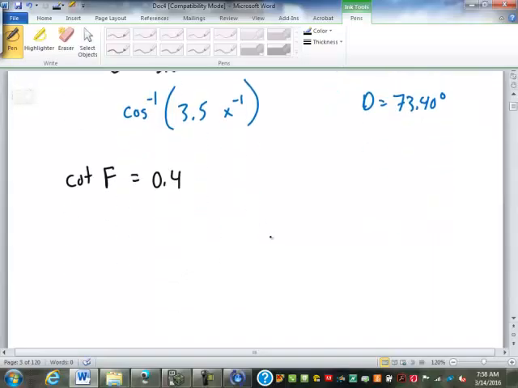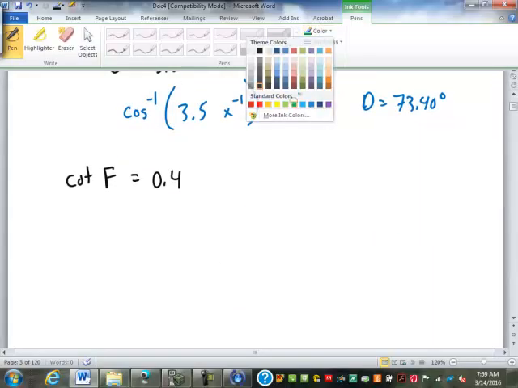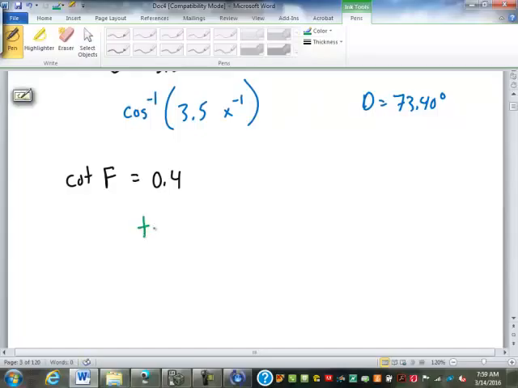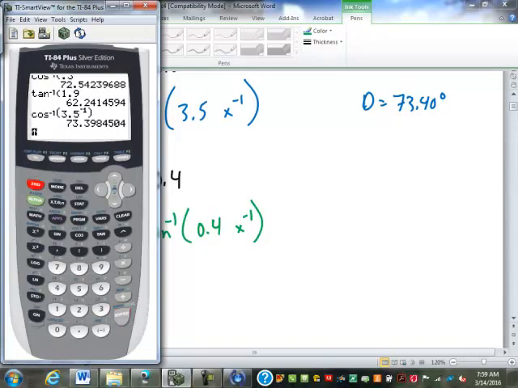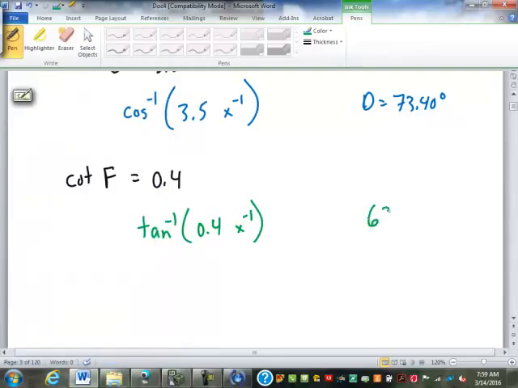So the cotangent of F equals 0.4. How's that going into the calculator? The reciprocal is inside the parentheses again. Good. So second tangent, 0.4, reciprocal, close parentheses. 68.20.